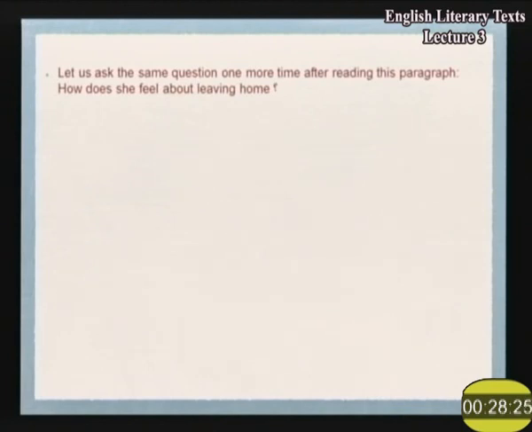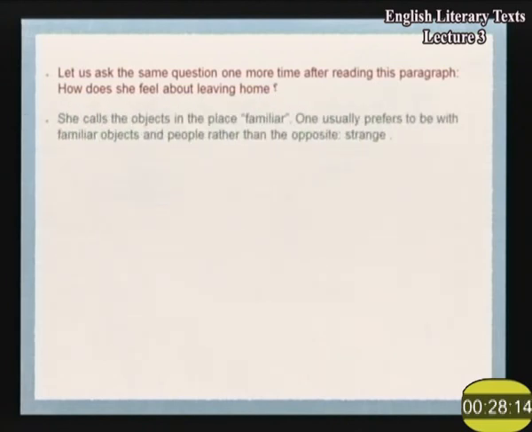Let us ask the question one more time after reading this paragraph. How does she feel about leaving home? She calls the object in the place familiar. Familiar means alifa. One usually prefers to be with familiar objects and people rather than the opposite, strange things. You would not like to be within strange things all the time. So she is speaking about familiar as a word that would make her want to be in that place.